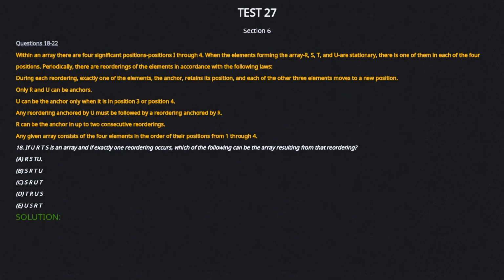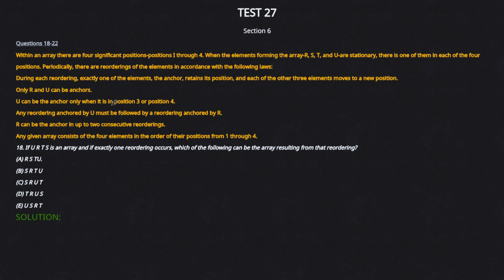Question number 18 to 22. The premise here is, within an array, there are 4 significant positions, position 1 through 4. When the elements forming the array R, S, E, and U are stationary, there is one of them in each of the 4 positions. Periodically, there are reorderings of the element in accordance with the following law. During each reordering, exactly one of the elements, the anchor, retains its position, and each of the other 3 elements move to a new position. Only R and U can be anchors.